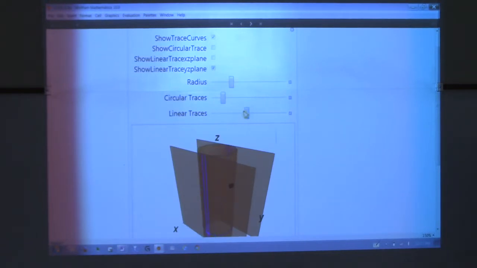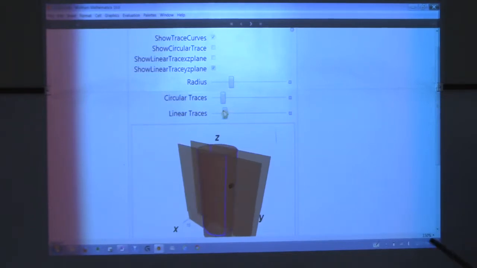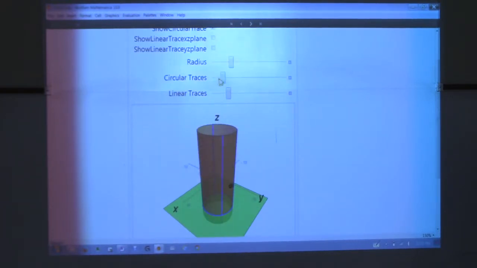So this is me cutting through the can with planes. I'm slicing through with planes, and do you see the blue is all the lines? Those are lines. And then I can cut through from the other direction, and you see that I'm getting lines also. And then I can cut through with planes that are parallel to the XY plane, and you can see all those cuts give me circles. So circles and lines are what you get when you cut up cylinders.